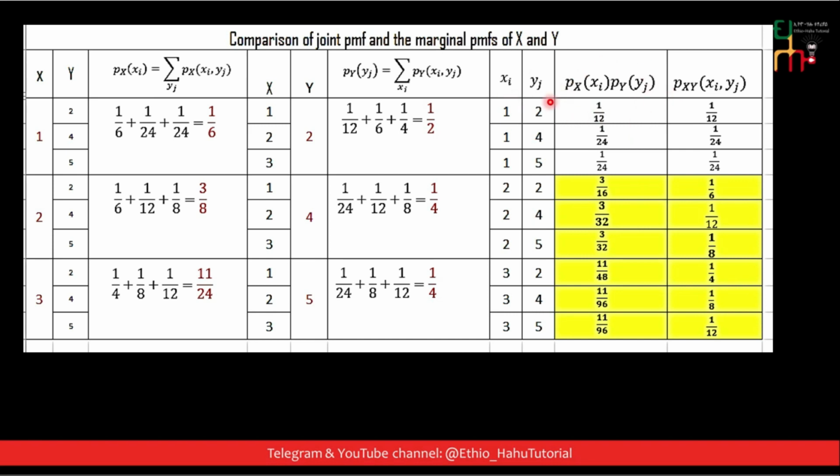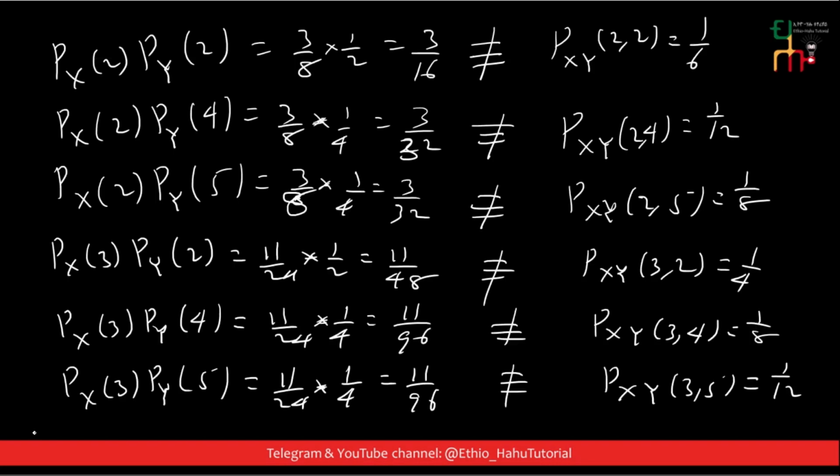ይሄ ፕሮዳክት ከዚህ ጋር እኩል ከሆነ they are known as independent, otherwise dependent ናቸው ማለት ነው። ስለዚህ እነዚህ እኩል አይደሉም ማለት ሁለቱ ራንደም ቫሪያብልስ ኢንዲፔንደንት አይደሉም ማለት ነው። they are dependent ማለት ነው። ስለዚህ በአጠቃላይ እነዚህ ሁለት ራንደም ቫሪያብልስ x and y they are known as dependent random variables ማለት ነው። therefore x and y are dependent. Are they independent ነው የሚለው? No, they are dependent.